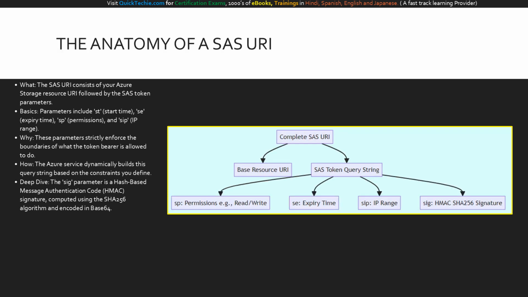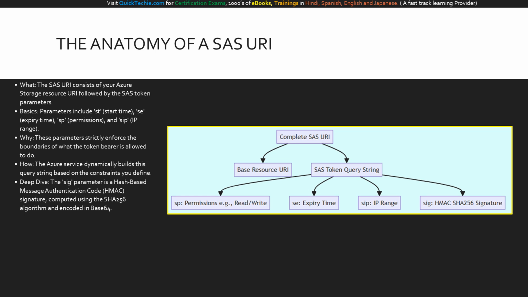To truly understand a SAS token, we need to break down its anatomy. What makes up a SAS URI? It consists of the base Azure Storage Resource URI, appended with a long string of SAS token parameters. The basics of this query string include specific parameter codes. SD stands for start time, SE is the expiry time, SP dictates permissions like read or write, and SIP locks down the allowed IP address range.